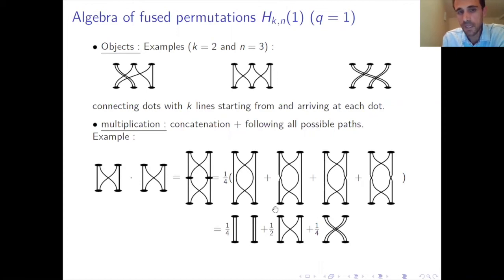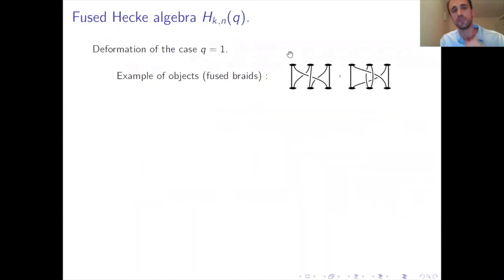So this way, it defines the multiplication. So it defines an algebra structure on the set of objects, these diagrams, with the multiplication given by this definition. And this algebra, we want to call the algebra of fused permutation. It's HKN of 1, meaning that the fused Hecke algebra is going to be a deformation of this. So this is the situation when Q is 1, and the general situation is going to be a deformation of that. So how to deform?